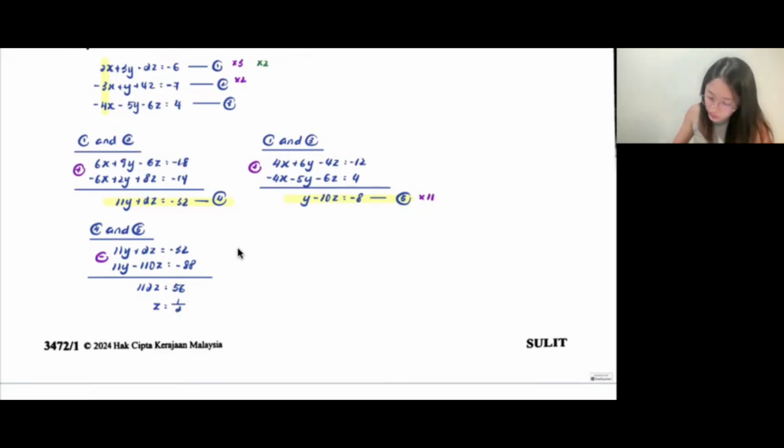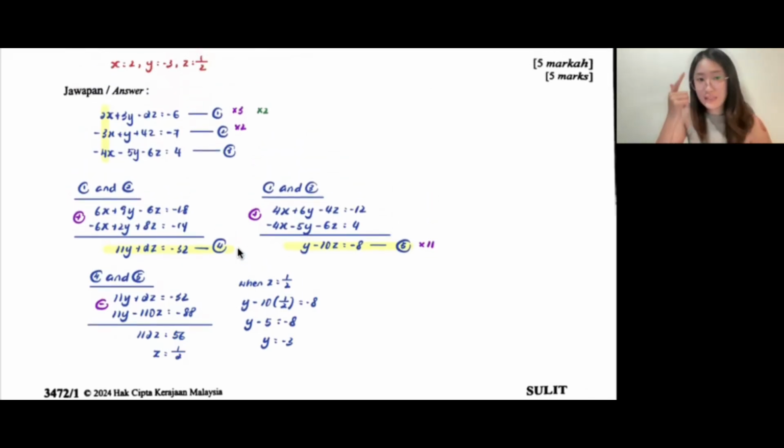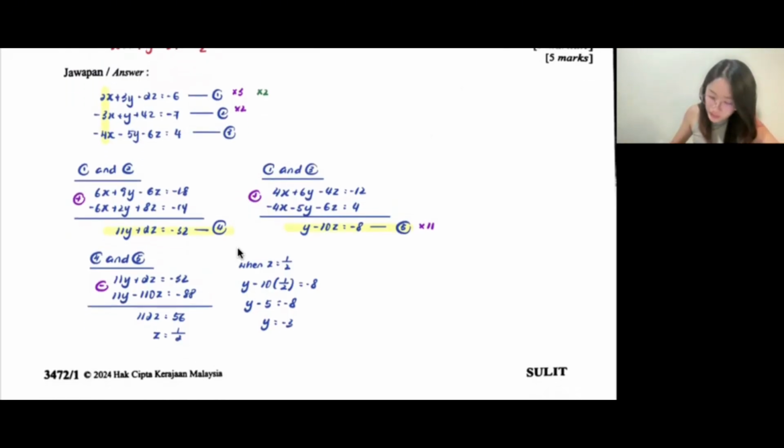Next, you will just have to substitute z back into either equation 4 or 5 to get y. Pick the easier one. y minus 10 times 1 over 2 equals negative 8. So minus 5 equals negative 8, y equals negative 3. Then the last one, substitute y and z into either 1, 2, or 3. All the equations 1, 2, 3 can get the same x. Pick the easier one.